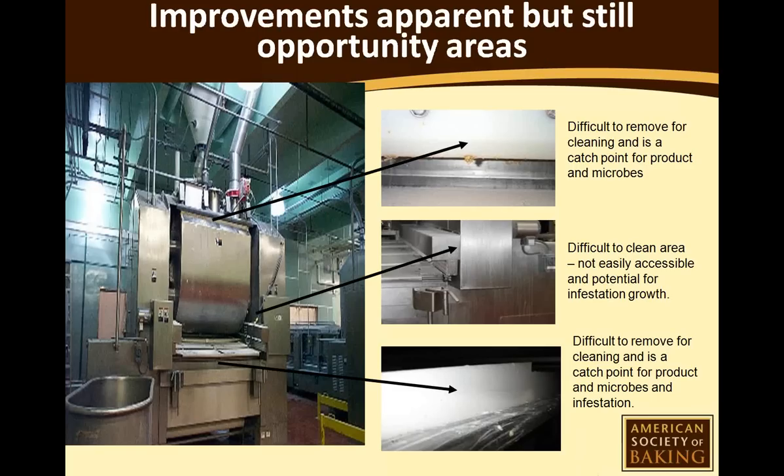And while the improvements are apparent, the fine details are yet to be resolved. And as you can see, the design changes have continued to evolve. And some call-outs here is, if you'll note at the top, the catch points that are not removable and allow for product and microbes to build up. Machine guards are not removable, creating a point for infestation, and areas are not accessible. And hard-to-reach areas that prevent adequate sanitation.